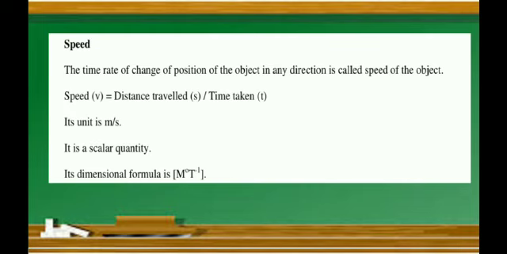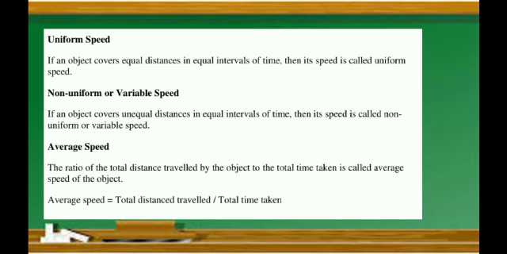Speed: the time rate of change of position of an object in any direction is called the speed of the object. Speed v is equal to distance traveled s by time taken t. Its unit is meter per second. It is a scalar quantity and the dimension formula is M naught L T inverse.